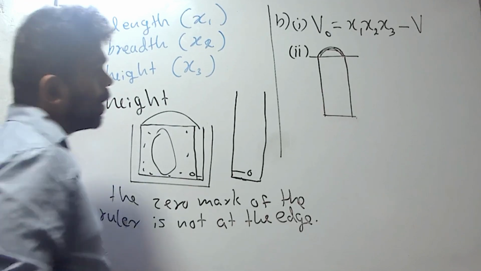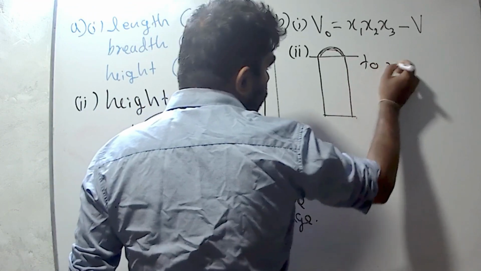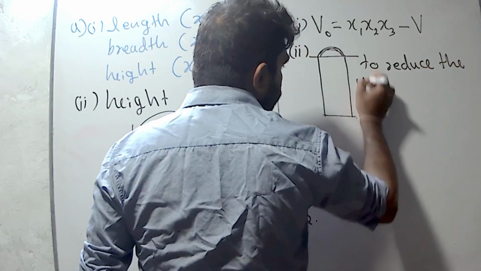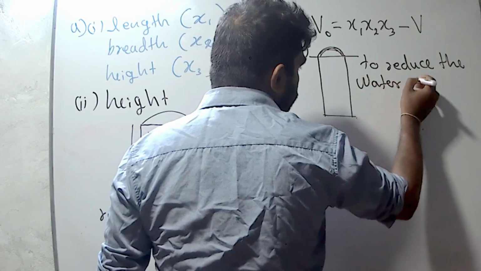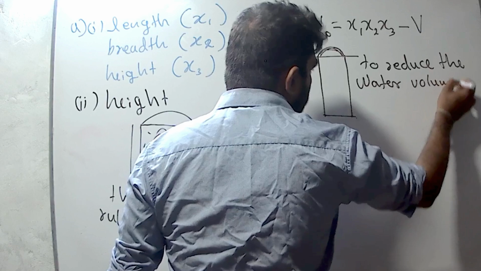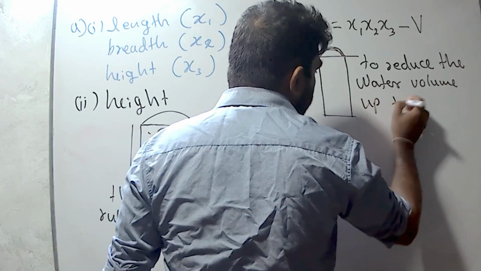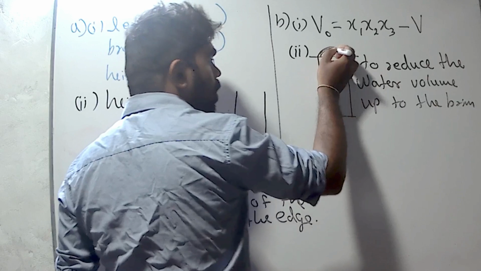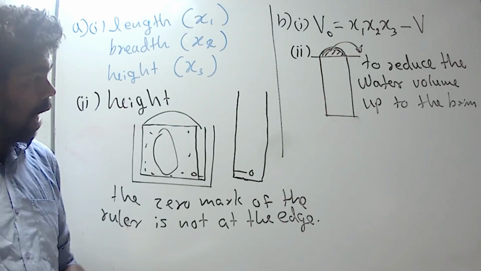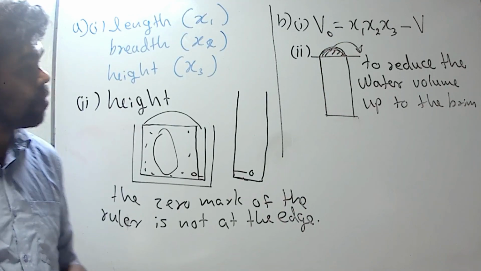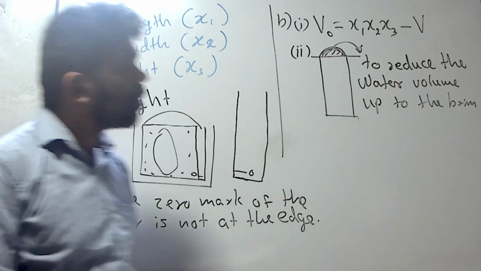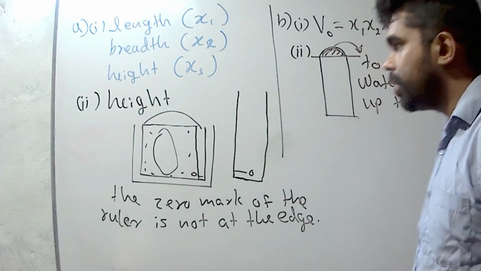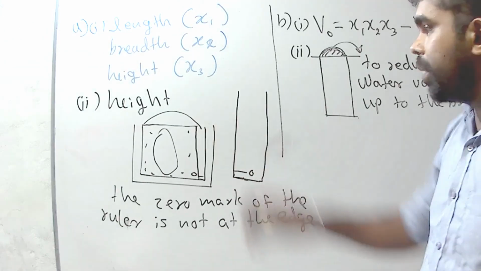Therefore, we can reduce the water volume up to the brim. It means a volume like this. Therefore, the measurement of water volume is more accurate than with the other one.